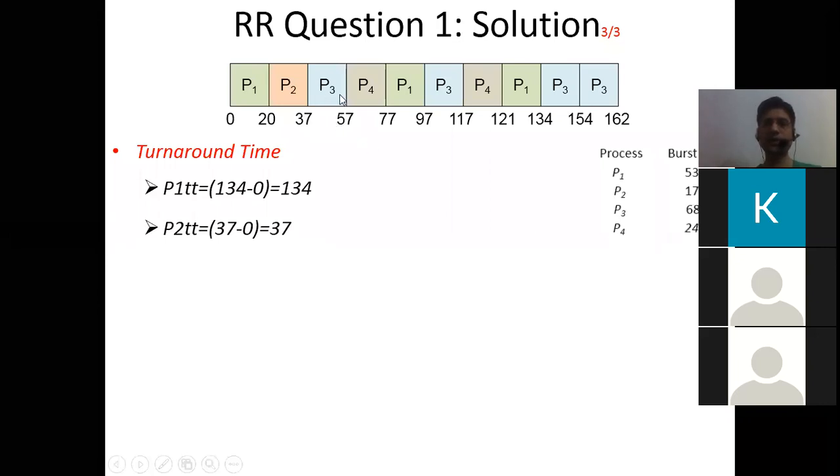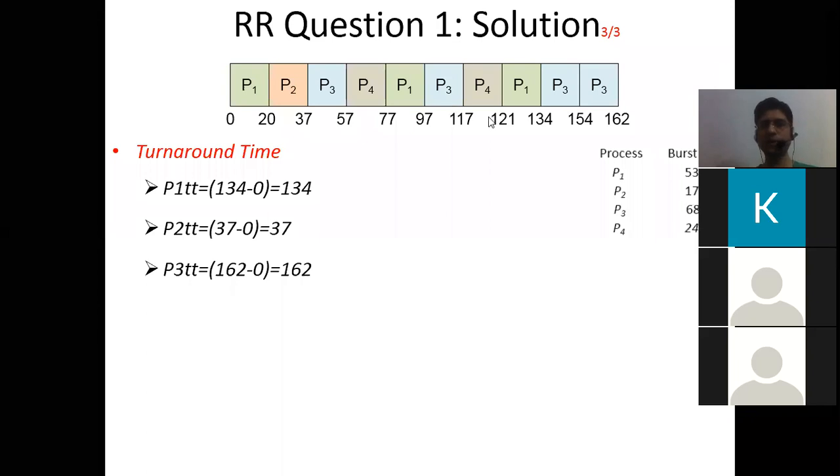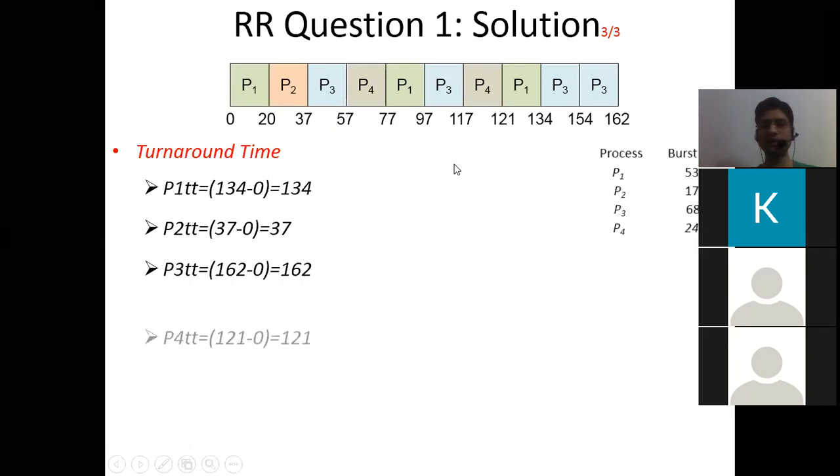Here you can see that P3 has finished its execution at 162, and the arrival time for P3 is 0. So 162 minus 0, that is 162. Now tell me the last one, the turnaround time for P4. You don't need pen and paper for this, you have directly solved it. 121, absolutely, because at 121 P4 has finished its execution, and the arrival time is 0. So 121 minus 0, the answer is 121.